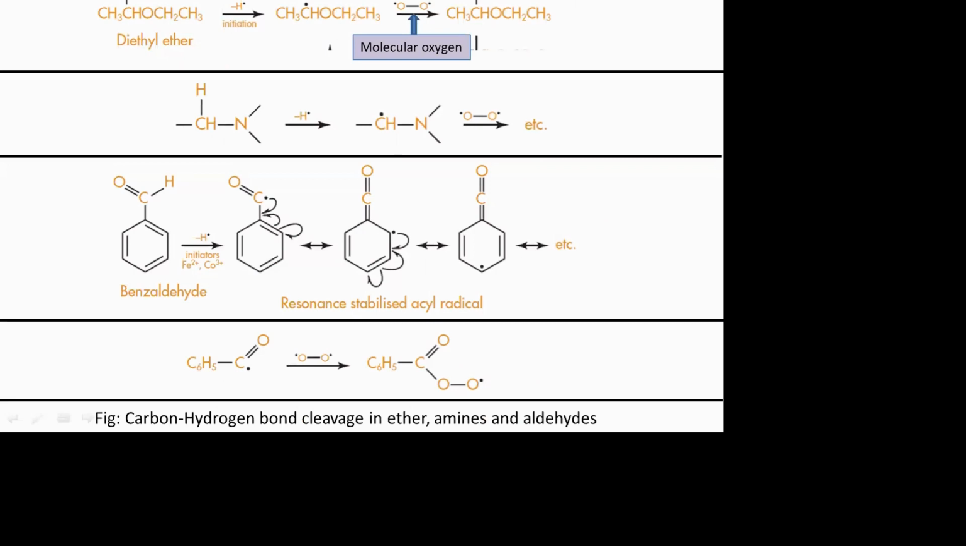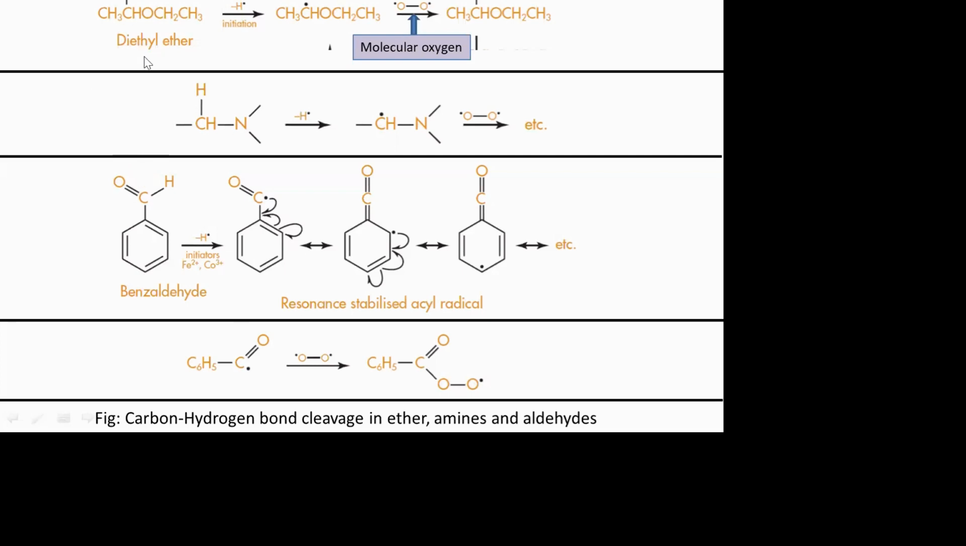So what kind of molecules are prone to auto-oxidation? Let's see here. Generally, the ether form of drug molecules are very prone to auto-oxidation. Drugs that are susceptible to oxidation of the carbon-hydrogen bond include ethers, aliphatic amines, and aldehydes.